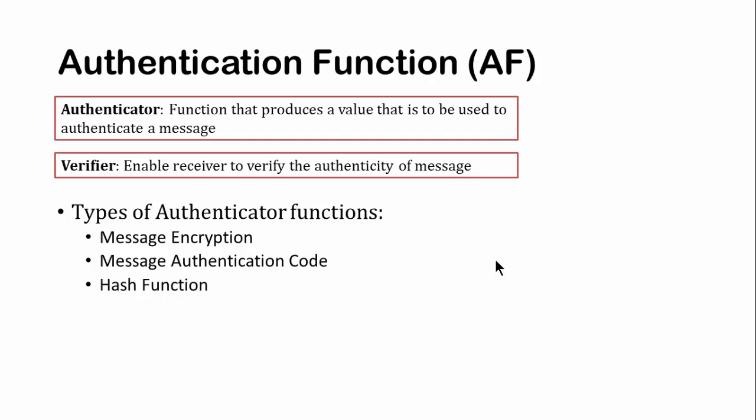The job of the verifier will be similar to the one that we had seen previously: when you receive the message, you try to create the code, and if the code matches the code that you have received, that means the plain text has been verified, and then you accept it. So these two are the main ingredients of the message authentication protocol. I can again say digital signature is also an authentication technique, and a similar kind of approach would be seen here as well. The types of authenticator functions are message encryption, message authentication code, and hash function.